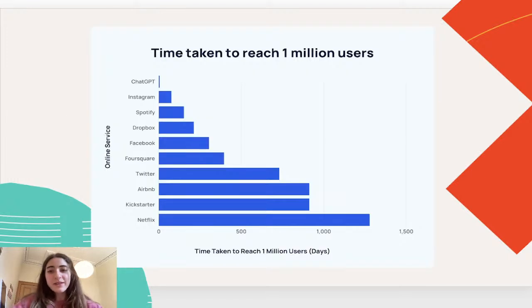So this graph I think is very interesting. Hopefully you guys can see it relatively clearly. It shows how much time different online services took to get to 1 million users. You can see that something like Netflix took over 3 years to get 1 million users. Even Instagram took 6 months. It took ChatGPT 5 days to get its first 1 million users. It's the fastest growing app of all time. Nothing has ever grown as fast in terms of users as ChatGPT. So yeah, it's definitely really taken the world by storm. It's become incredibly popular.